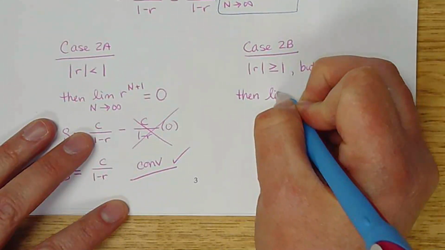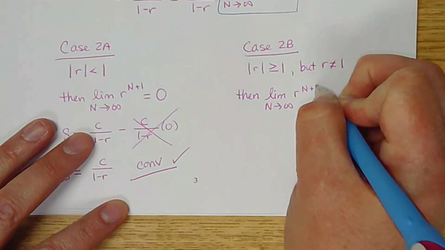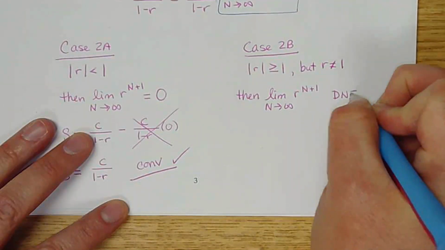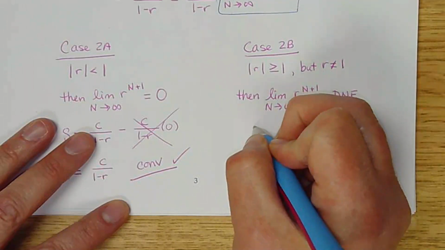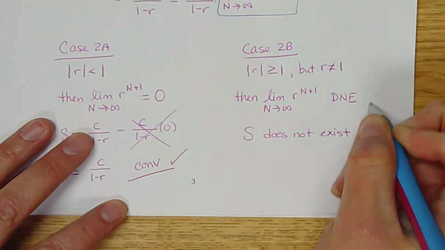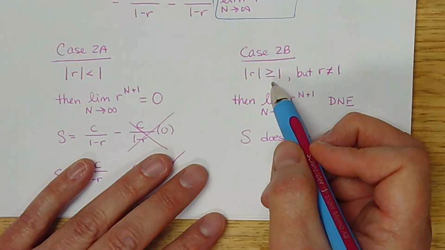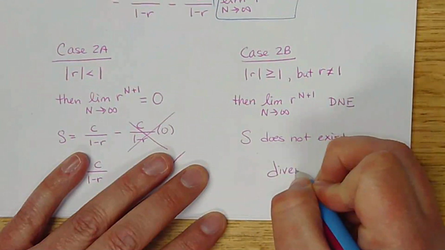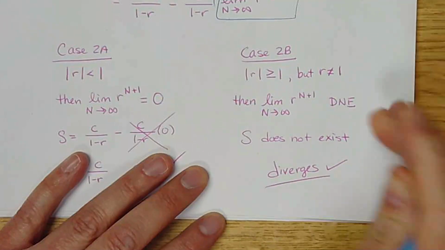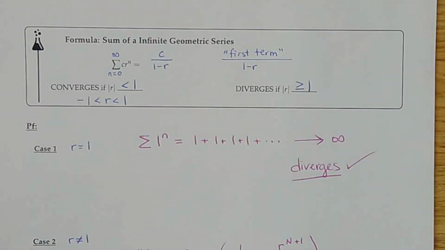So the limit as big N goes to infinity of r to the capital N plus 1 does not exist. That means that S does not exist. And in this case, where the absolute value of r is greater than or equal to 1, the geometric series is going to diverge, which again matches the definition that I gave you up here. So that's our proof for our sum of an infinite geometric series and whether it converges or diverges.